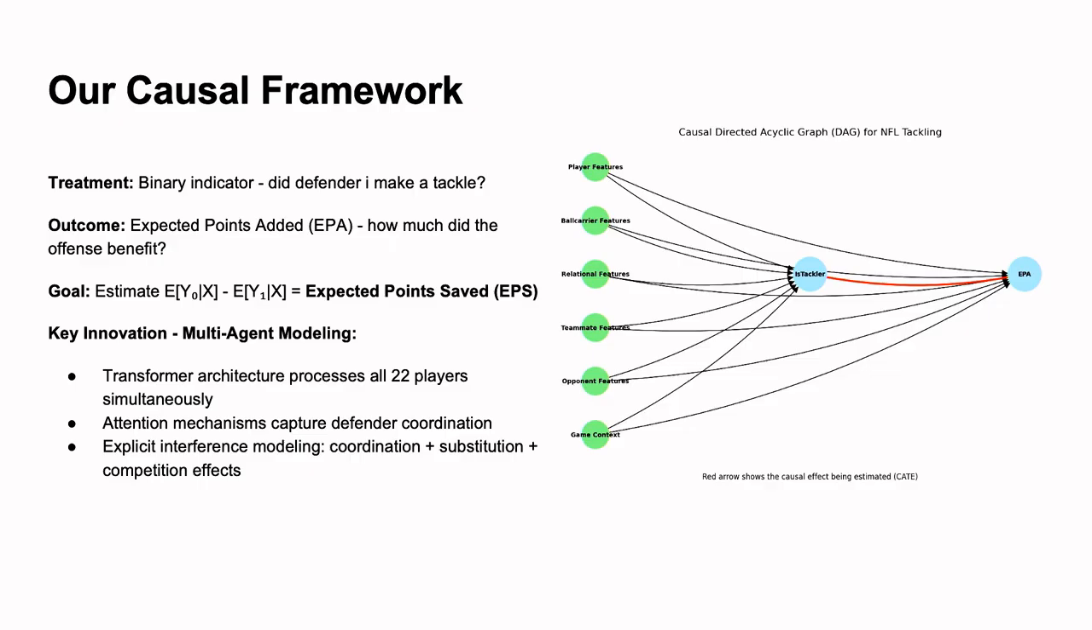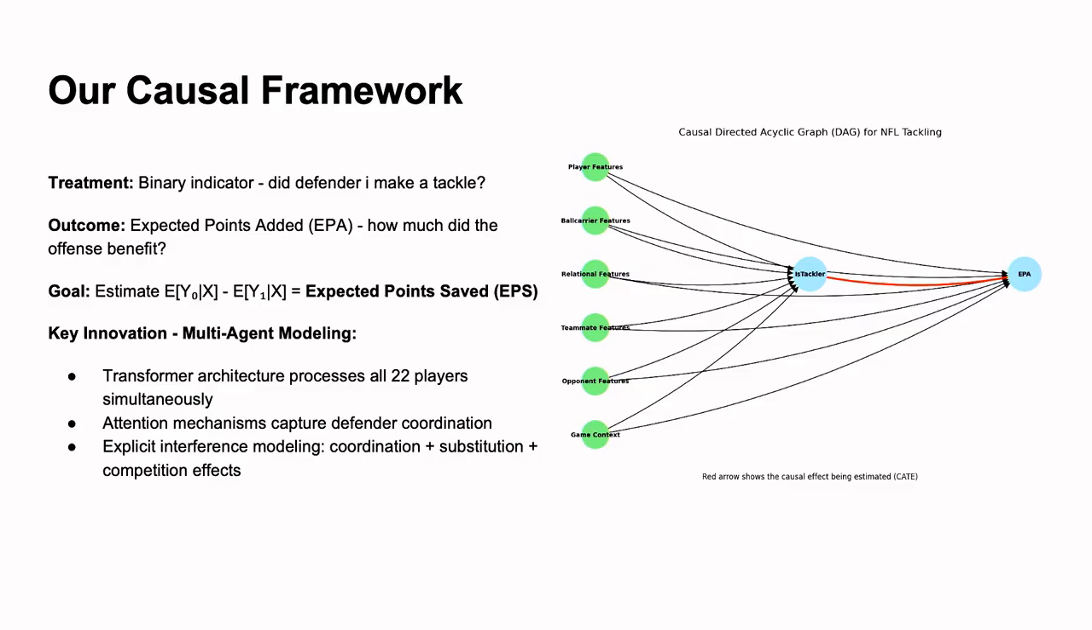So our causal framework is we set the treatment as a binary indicator, whether defender i made a tackle on the given play. The outcome is expected points added, so how much the offense benefits. EPA is a widely adopted metric that measures the efficiency of an offense, and the goal is to estimate the expected value of EPA, given the defender didn't make the tackle, minus expected EPA if the defender did make the tackle on the play. And this creates expected points saved, which tells us how much benefit an individual had in terms of his tackling ability.